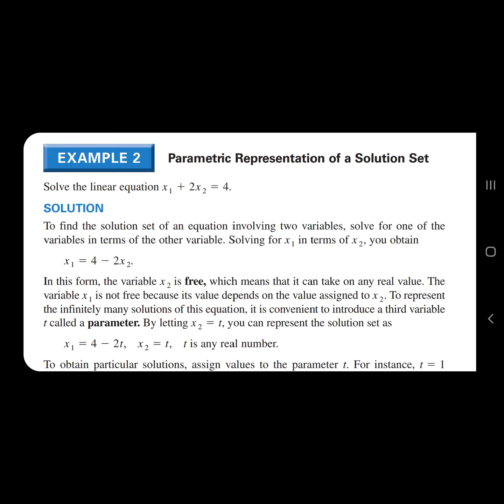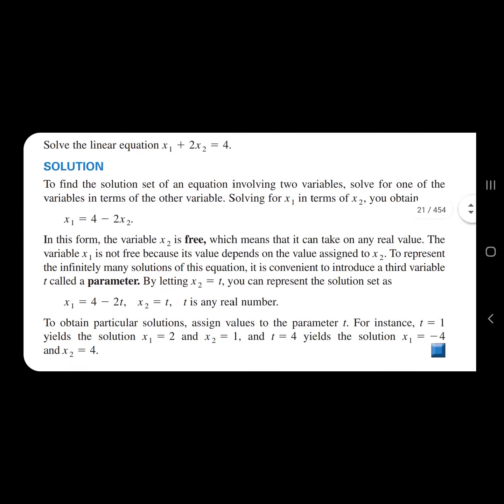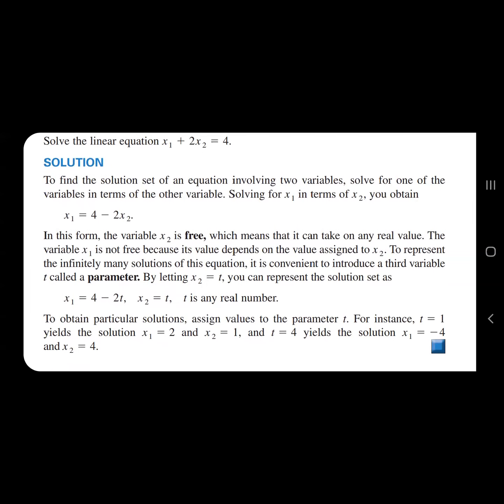Every time I stick in a value of t, I get a different solution, x comma y. For example, if I let t equal 1, that's going to give me the solution 2 comma 1, which is a solution. And if I let t equal 4, x is 4 minus 8, which is negative 4, and y is going to be 4. So that gives me the solution negative 4 comma 4.